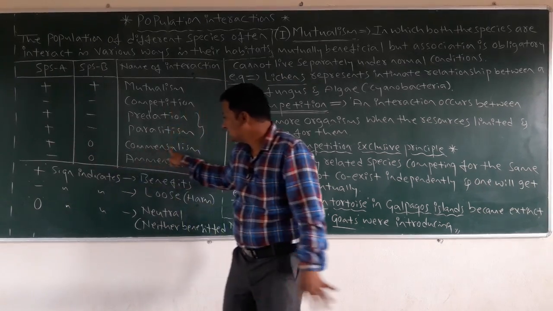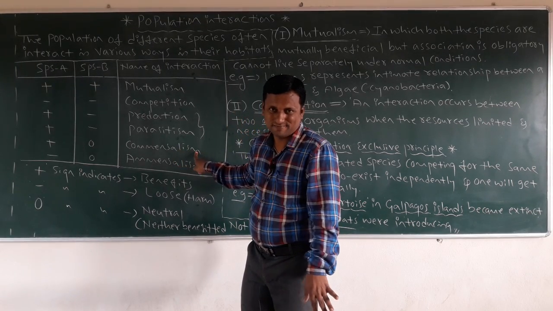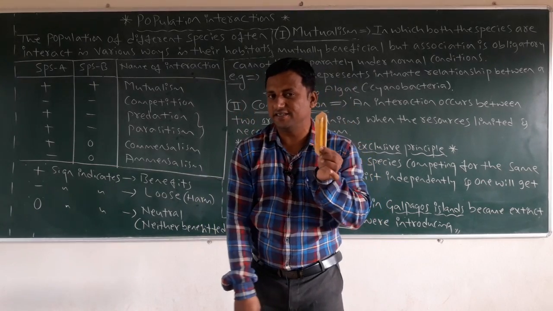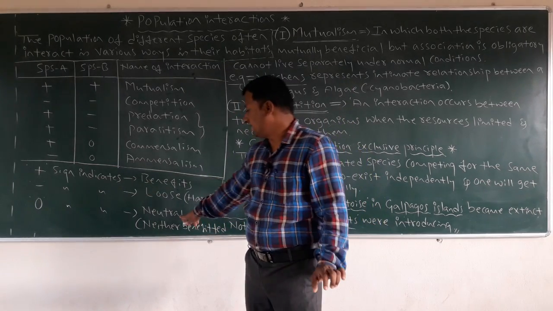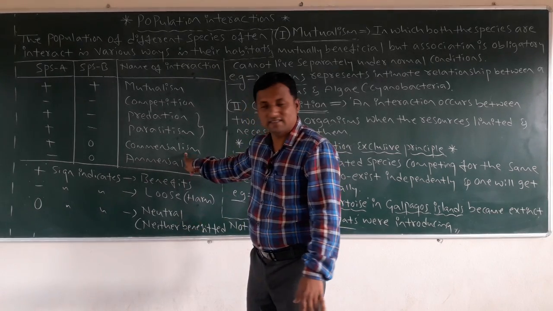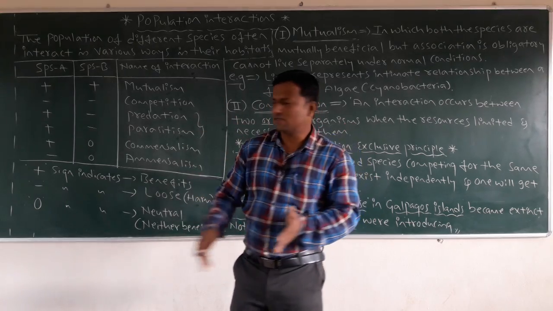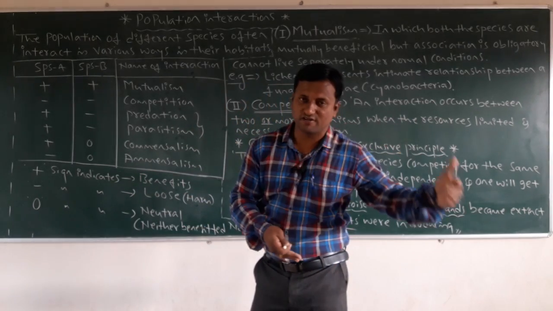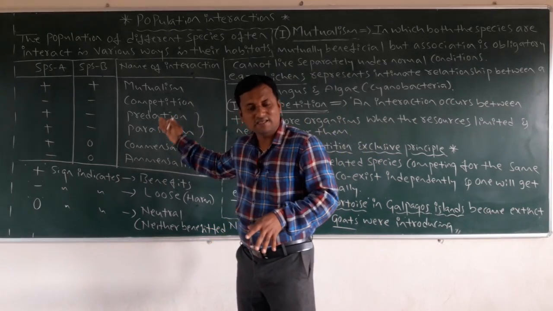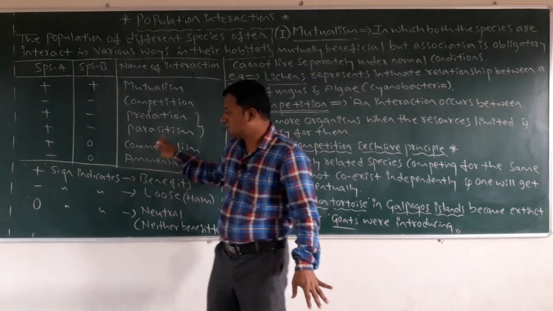So the name of that interaction is called commensalism. In commensalism, only one species gets the benefit, but the other species becomes completely neutral. We are going to see the examples based on these concepts later on. So what are those examples? First think about where the plus sign is, where the minus, where the zero sign. And the opposite of commensalism, which one?